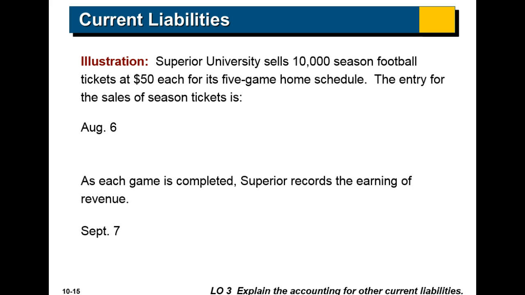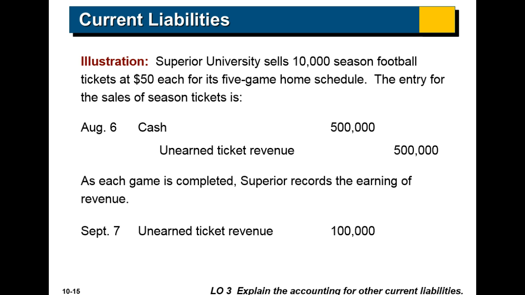Superior University sells 10,000 season football tickets at $50 each for its 5-game home schedule. The entry for the sales of season tickets is cash and unearned ticket revenue. As each game is completed, then Superior can show the unearned ticket revenue gets debited, or kind of reduced, and then they get to show the ticket revenue. Because then the activity has occurred, the people have shown up, and we can technically record it as revenue because it's been realized, hasn't it?